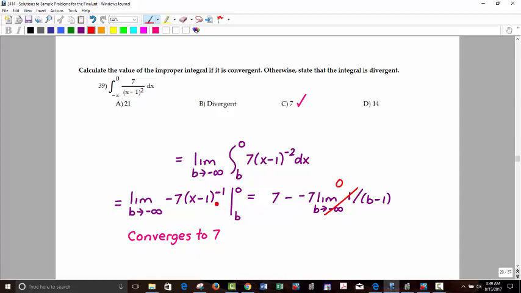All right, now I went ahead and dropped it back down here. So I put 0 in there, and that's going to give me 0 minus 1 is negative 1 raised to the negative 1. Well, that's just 1 over negative 1. So it's negative 1, negative 7 times negative 1 makes positive 7. And then when you evaluate this part here, you see it's 1 over b minus 1. As b goes to negative infinity, that's still going to go to 0. So this part zeroes out. And we have 7 minus 0, so our integral converges to 7.